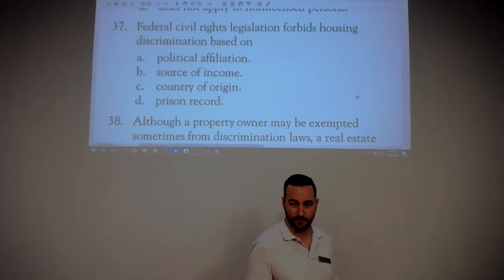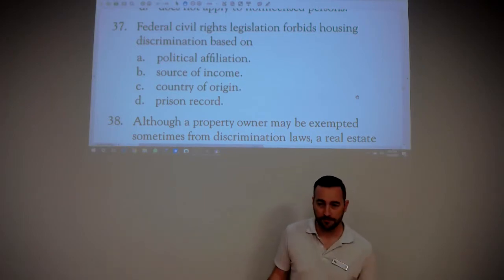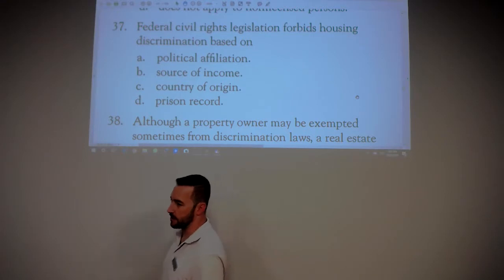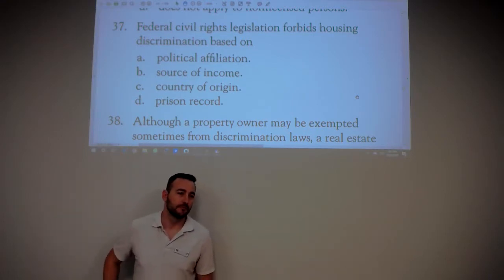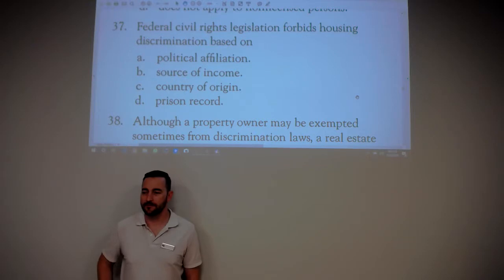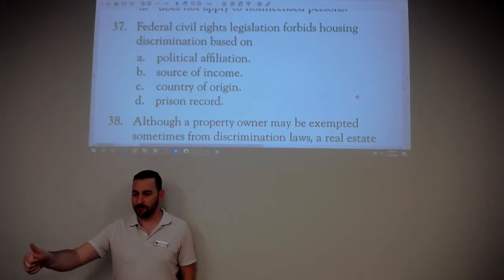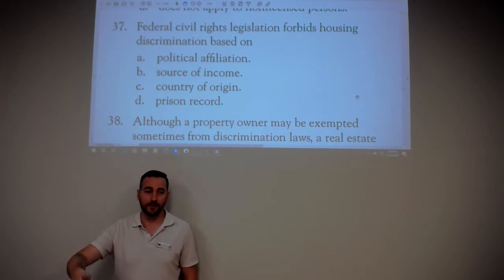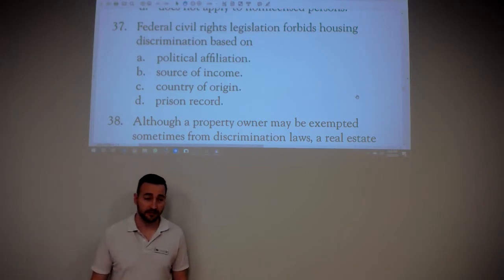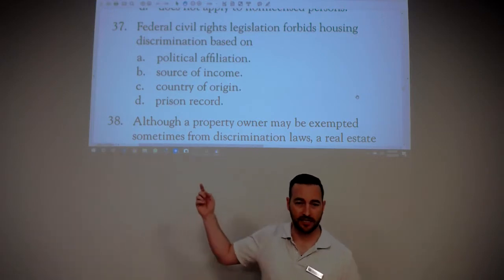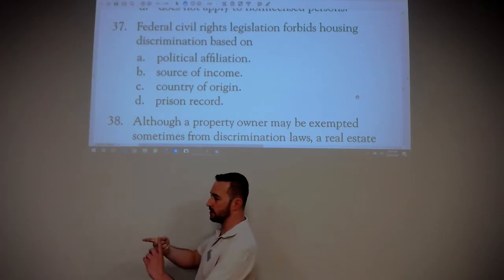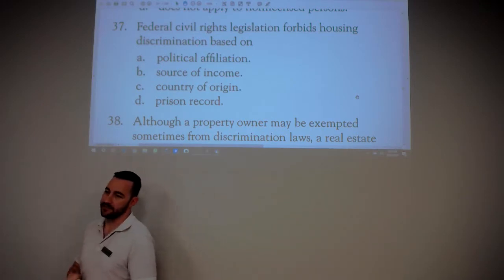Prison record? Remember I said that when we were in chapter 4? So prison record, it is federal. But can we discriminate based on prison record? Yes, we can. So therefore, it would not be the correct answer. It says here forbids discrimination. So it's federal law, first of all. So federal rules apply. D is prison record. Yes, you can discriminate, but they're asking what can't you discriminate against? So we eliminated A, we eliminated B, and D is definitely not.